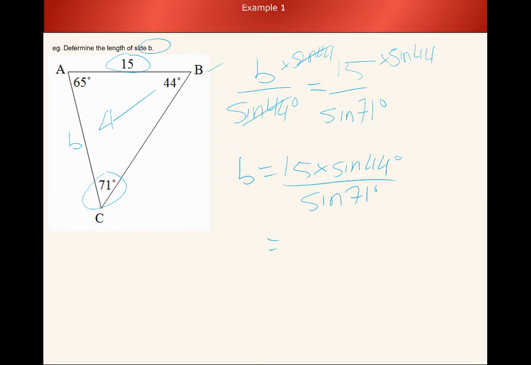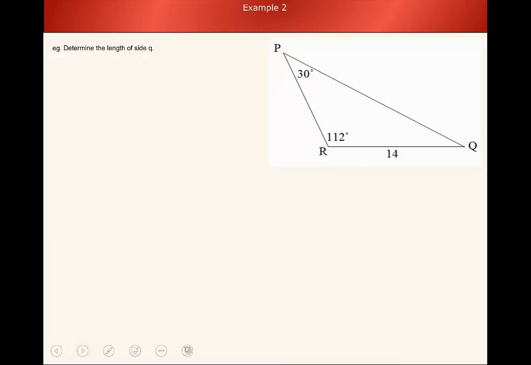And on my calculator, that goes 15 times sine 44. Some of your calculators, you have to type in the 44 before the sine, but that's pretty rare. Divided by sine 71 is equal to 11. So side length b is 11. I typed it into my calculator just like that.